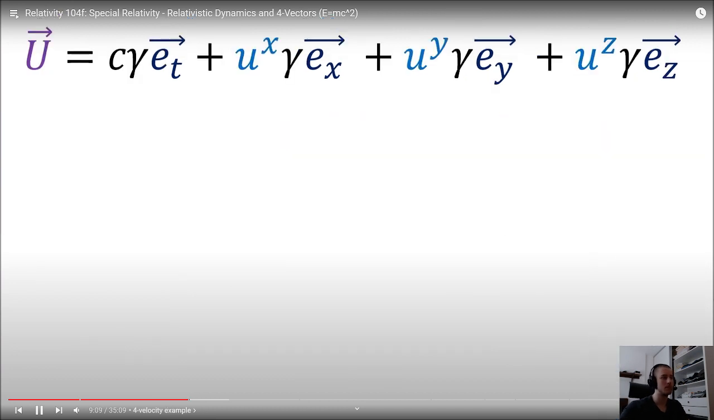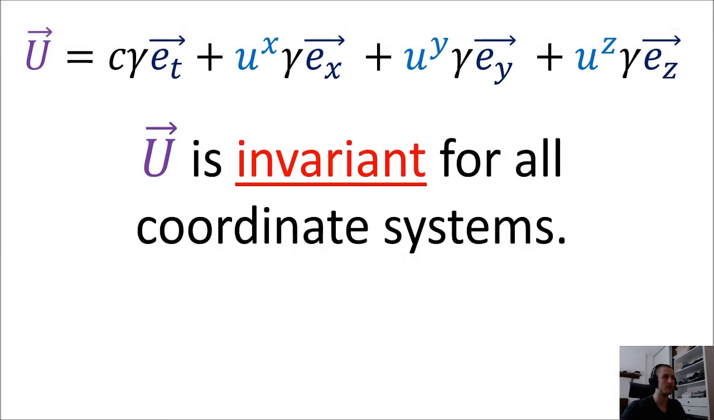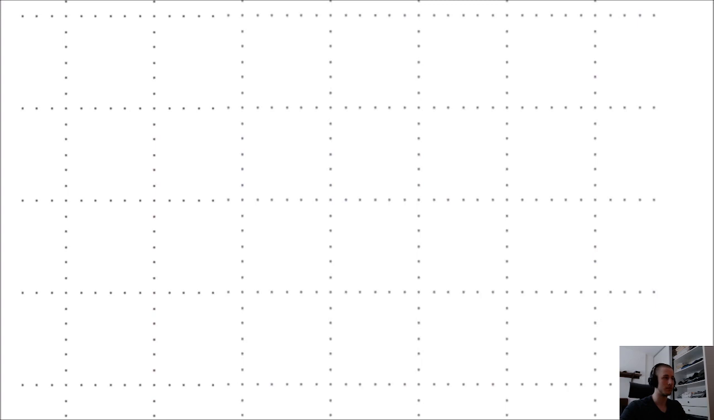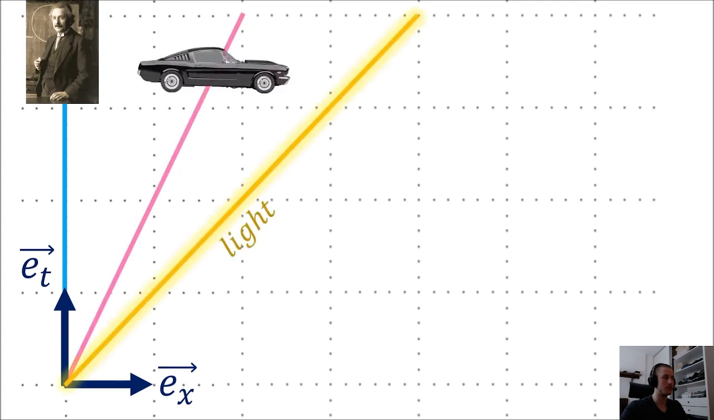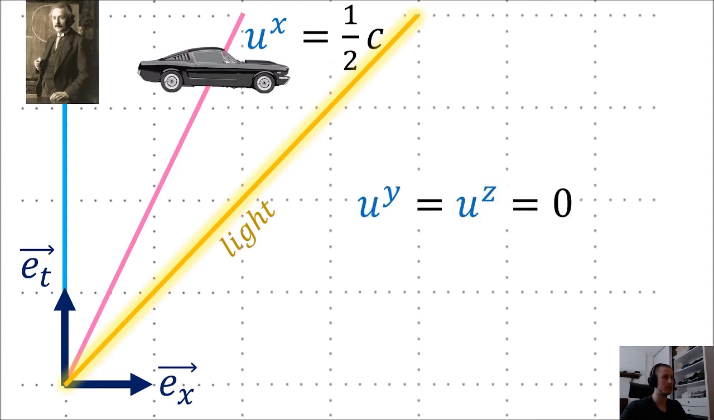So what's so good about this four-velocity vector big U? The answer is that big U is invariant in all coordinate systems. Let's see this using an example. Let's say that Einstein is stationary in space in a space-time diagram, and a car is moving off to the right in the x direction at half the speed of light. So the non-relativistic velocity in the x direction, u^x, is 1/2 c. For simplicity, let's say that the velocities in the y and z directions are 0, so we're only concerned with the x-axis and the time axis.